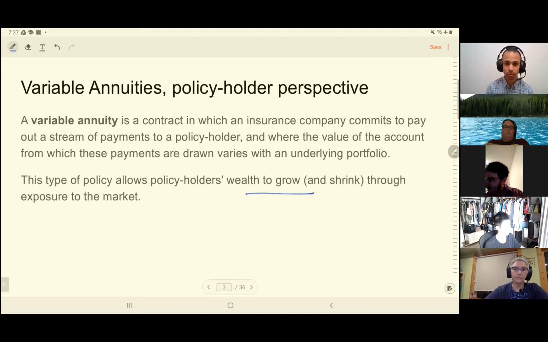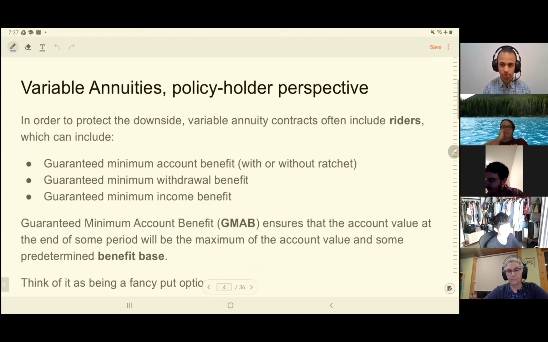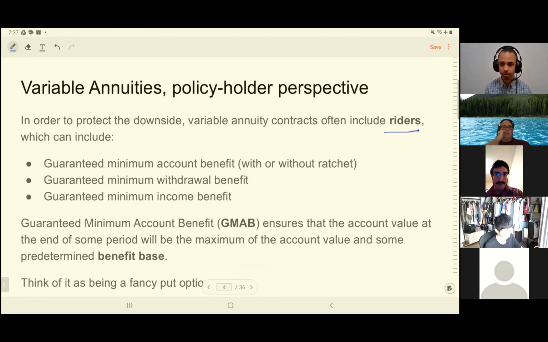As I emphasize here, this type of policy allows the wealth to grow with the market, just like a 401k, but unfortunately it also allows that wealth to shrink. So in order to mitigate that risk that comes with the potential shrinkage of these underlying securities, oftentimes insurance companies will provide riders as well. These can be things like guaranteed minimum account benefits, withdrawal benefits, income benefits, and there are I don't know how many different permutations on these basic rider contracts. Collectively, they're referred to as GMXBs.